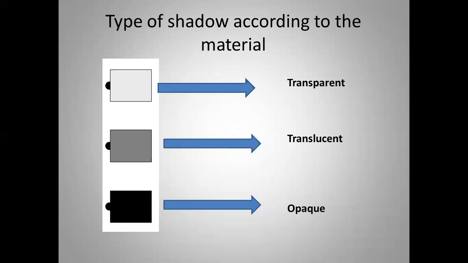Types of shadow according to the material. Look here, there is almost no shadow, it's a clear area. So this material is transparent. Here the shadow is not clear like this, and it's not dark like this. So the material here is translucent. Here we have a dark area, a totally dark area. So the material here is opaque.